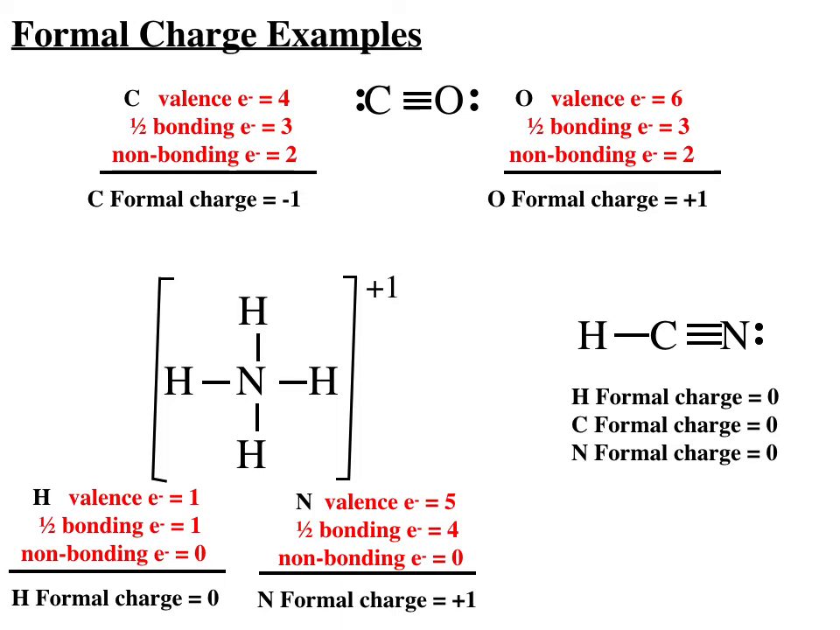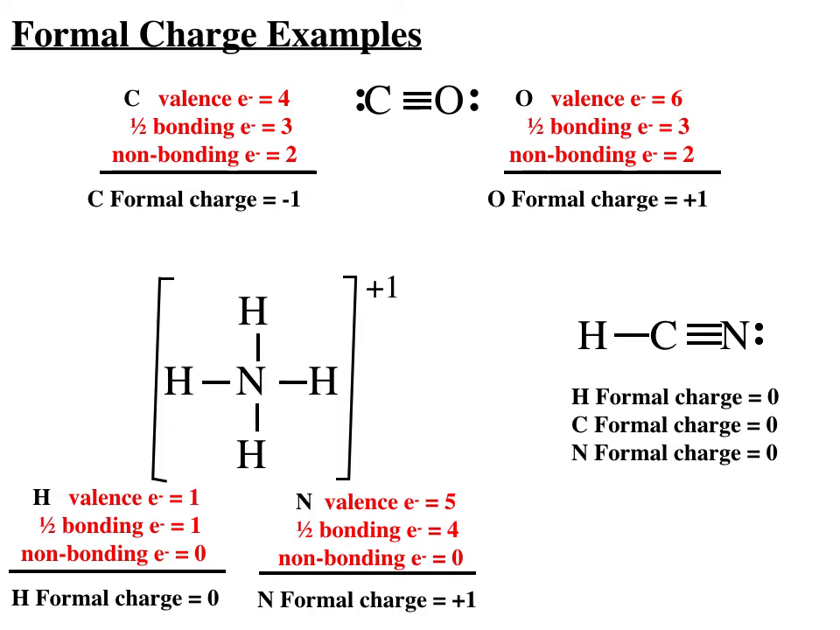It begins with 4 valence electrons. I subtract 1/2 of the bonding electrons. It has 8 total bonding electrons with the 4 lines touching it. It gets half of those, so you subtract off 4 for the bonding electrons. It has no lone pairs, so I would do 4 minus 0, 0 formal charge on the carbon.